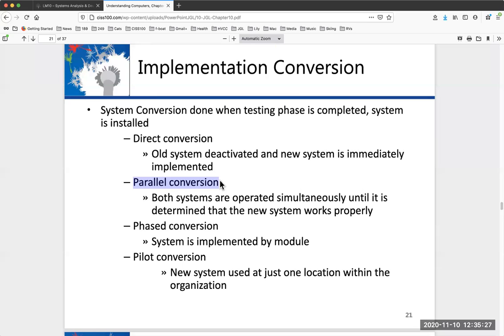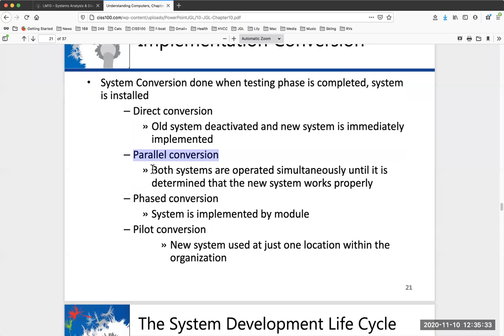Okay, yes, you can resell it, pennies on the dollar. Maybe you can repurpose it, who knows? Phased conversion kind of blends. It's not as bad as a direct conversion. It's not as good as a full parallel conversion, okay? So it's implemented by modules, okay? Slowly bring module by module online.